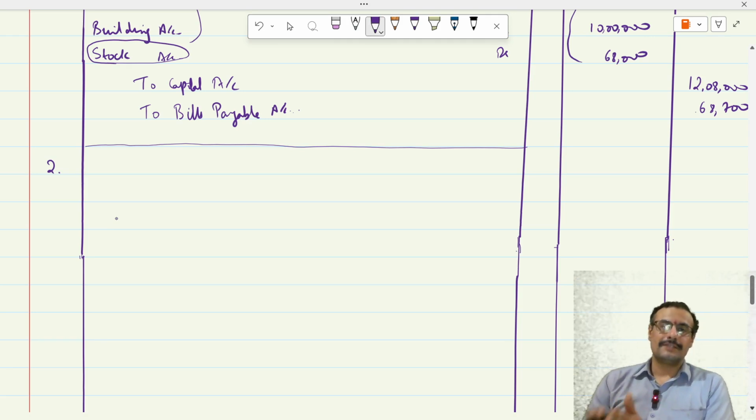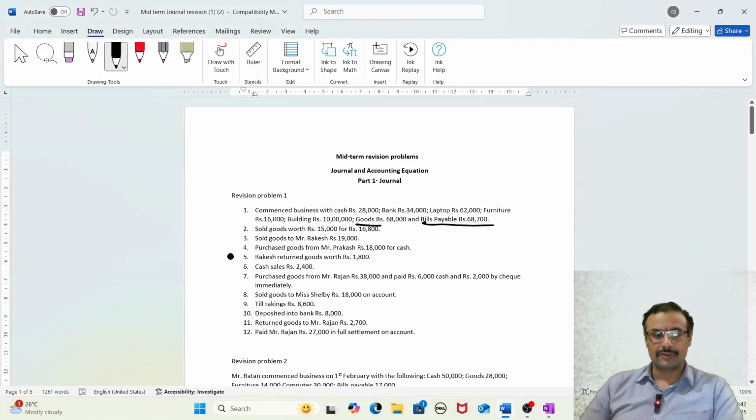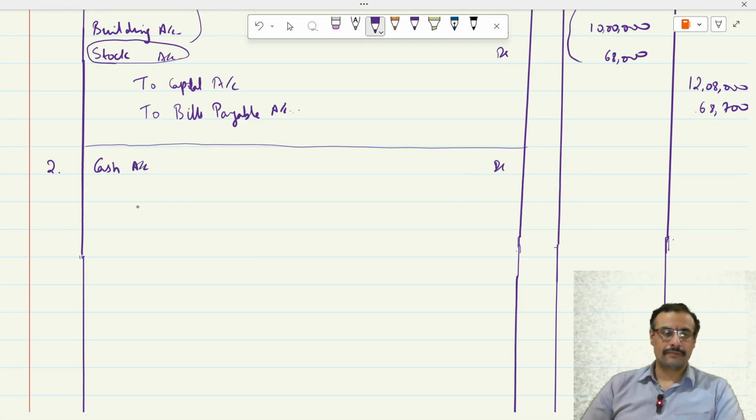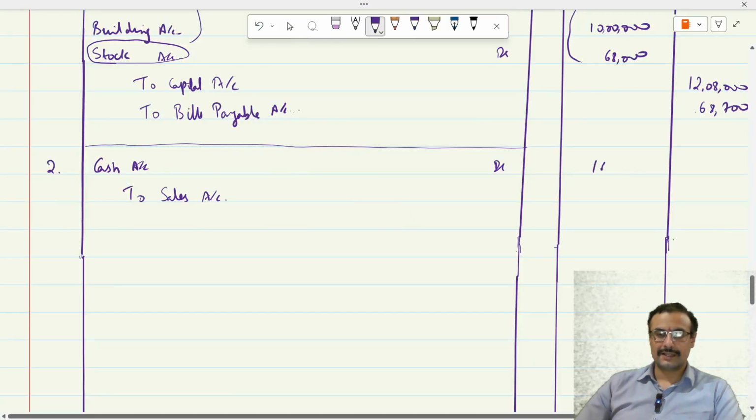Now, since they have told it was sold for 16,800, do not bifurcate it. Write it in one journal entry. Nothing is given, so it is a cash transaction. So it will become cash account debit to sales account. What is the amount? 16,800.